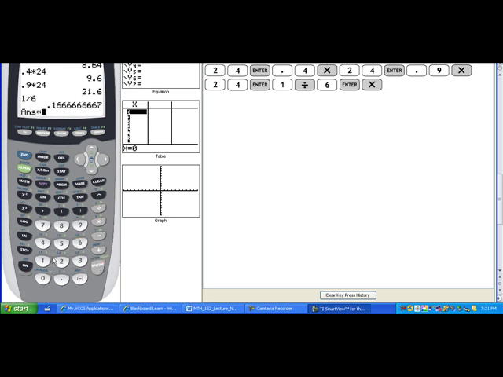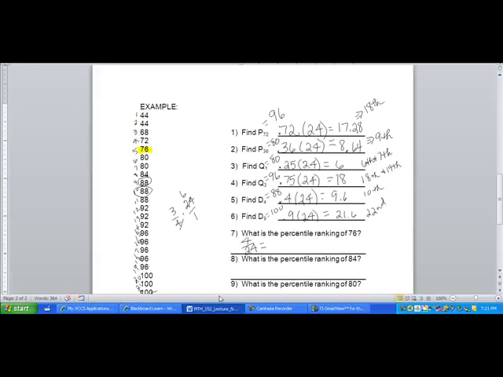And we multiply it by 100 to get it as a percentage. It's going to be 16.7, so we're going to round that to a whole number. It would be the 17th percentile. So P17 is 76. All right, let me erase that one. All right, and let's highlight the next one.